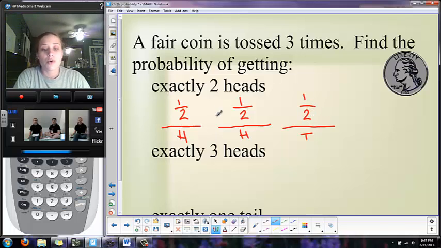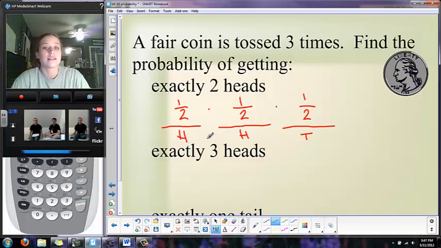So what I would normally say is, all right, we can just multiply 1/2 times 1/2 times 1/2, and there you go, done. Except here's the problem that we have. What we just found is the probability that we get a head, and then a head, and then a tail.